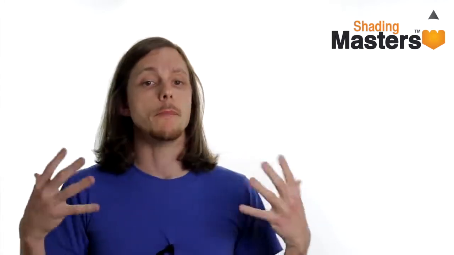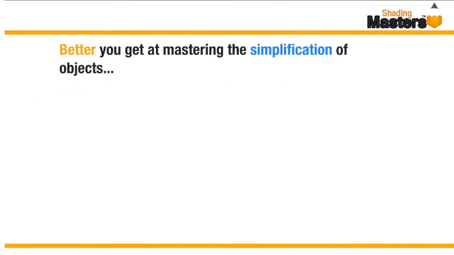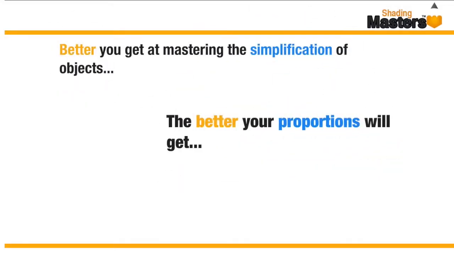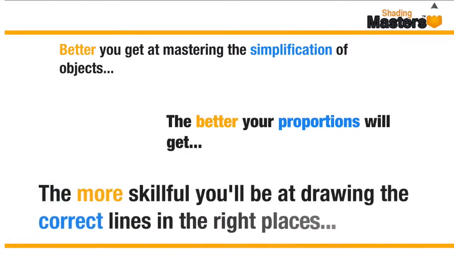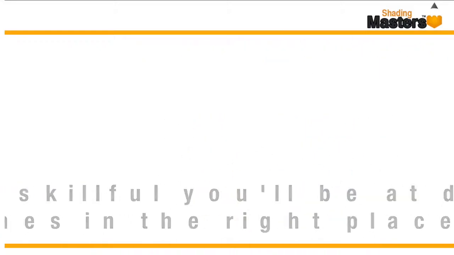And the better you get at mastering the simplification of objects into these 3 shapes, the better your proportions will get and the more skillful you'll be at drawing the correct lines at the right places at the right time. Taking a 3D world and recreating it on a 2D surface is one of the toughest things to do. If you don't break your images down into those shapes, it's really going to be a struggle.